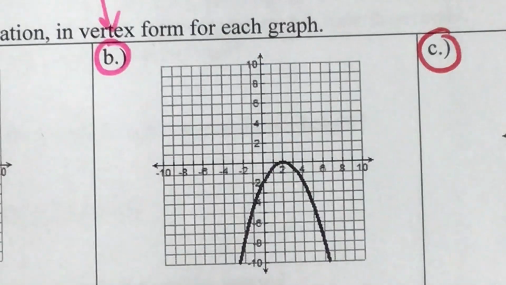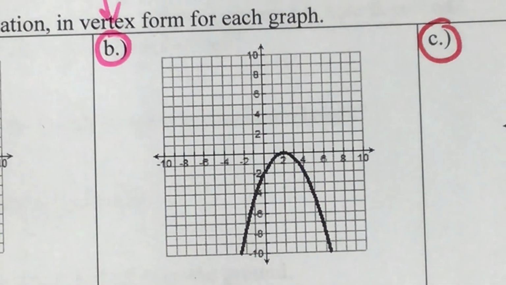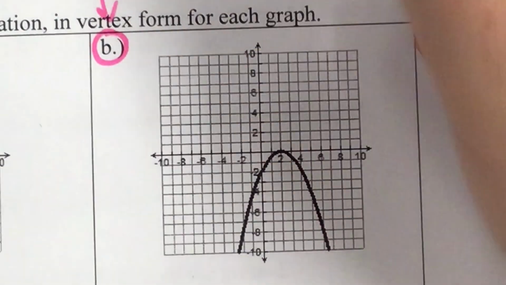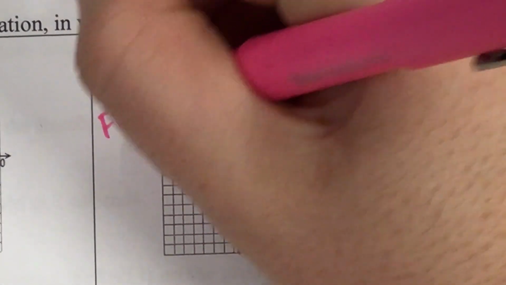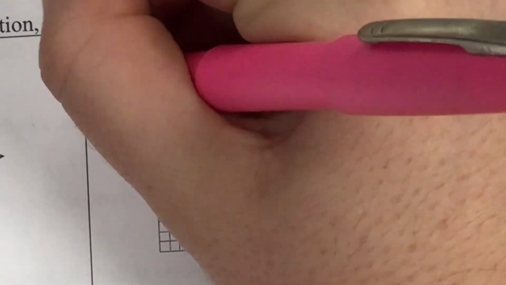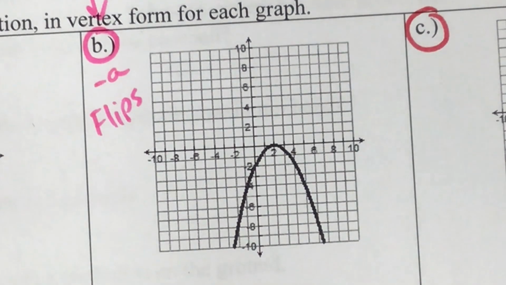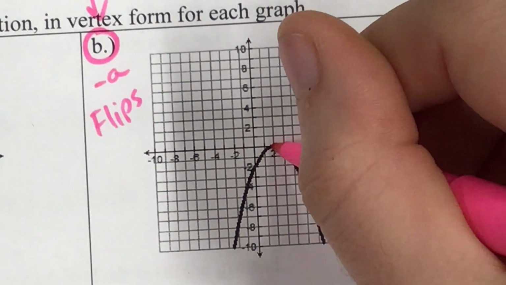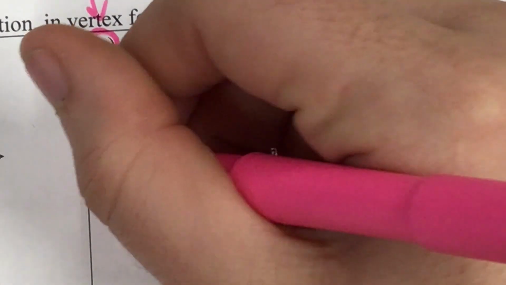Yes, I can. All right, so looking at this function, we know it flips down. So there's the first thing that we know. I know that if it flips, it's gonna have a negative A value. It looks like our new vertex here went to the right 2.